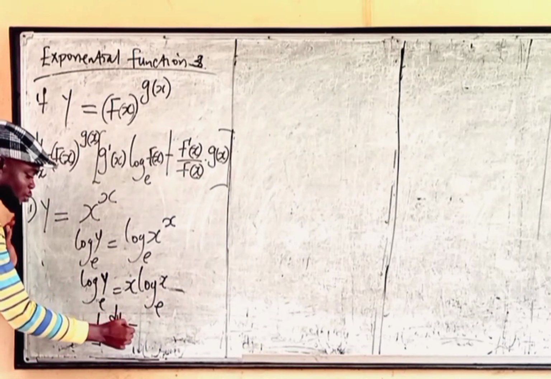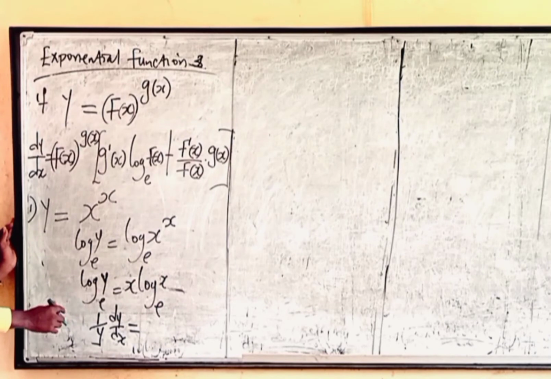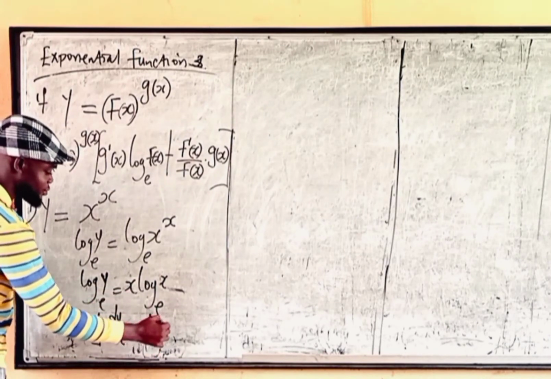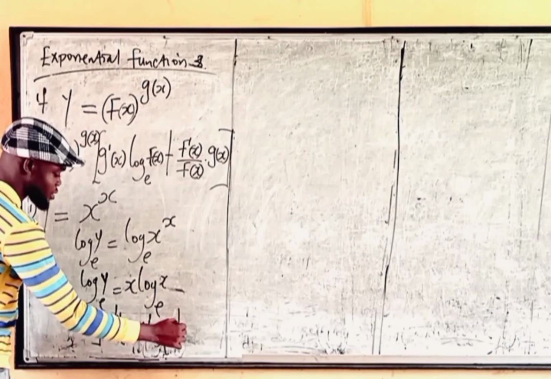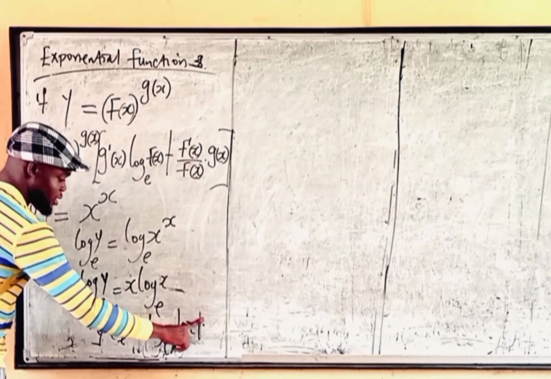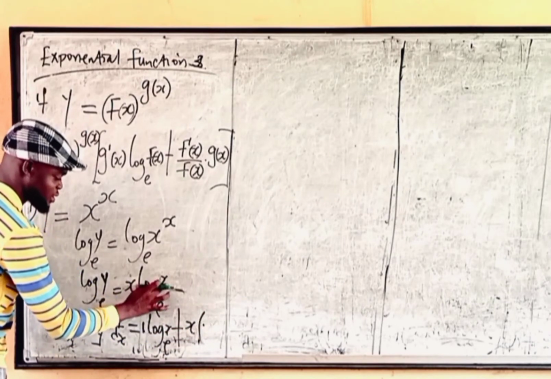Then it's equal to, now differentiating this using the product rule. Differentiate the first one, you have 1, then you leave the second one. Remember, product rule: plus differentiating the second one, then you leave the first one, x, then times differentiating the second one.